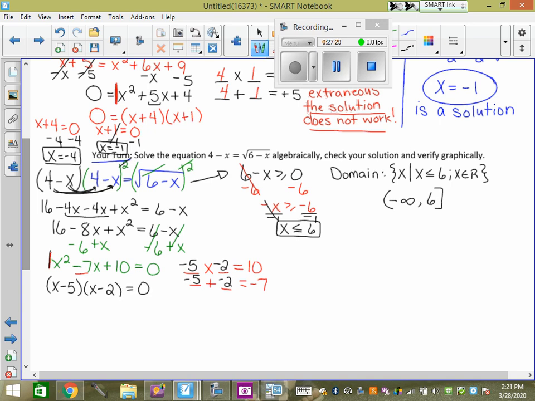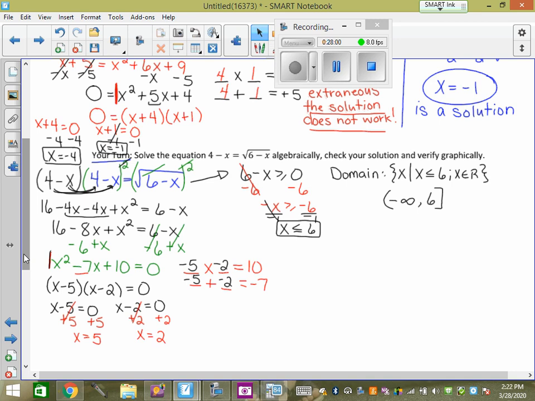Set each equal to 0. x minus 5 equals 0, x minus 2 equals 0. Add 5 to get x by itself: x equals 5 we think might be a solution. Add 2: x equals 2 might be a solution. If this was multiple choice, I'd give 5 and 2 as one of the answers, because if you forget to check and one of them doesn't work, then you didn't do your whole question and you're going to get it wrong. So we need to verify.